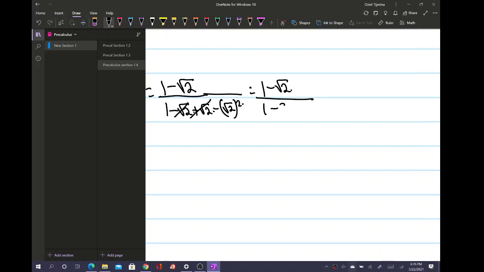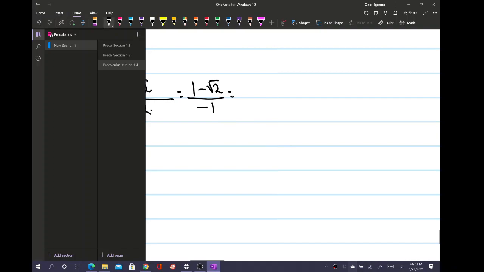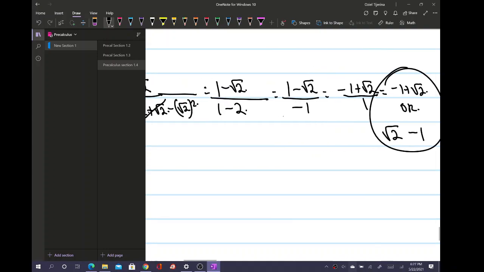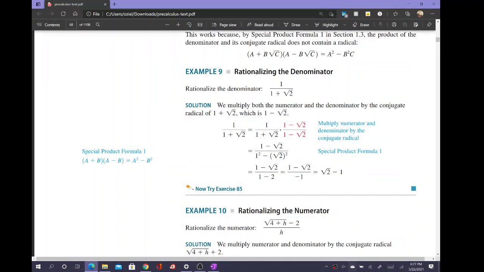This will be 1 minus 2, and it's just going to be 1 minus the square root of 2 over negative 1, which is really just negative 1 plus the square root of 2 over 1, which is negative 1 plus the square root of 2, or you can also write it as the square root of 2 minus 1. These two answers can work, right? Yeah, that's exactly what they got here.